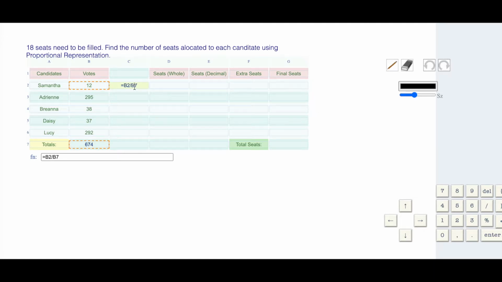Look what happens if I don't. If I fill that down, I'm getting nothing. It means there's an error. If I double click on this, it's looking at B3 divided by B8. Notice there is no B8. That's why it's just giving us a blank.